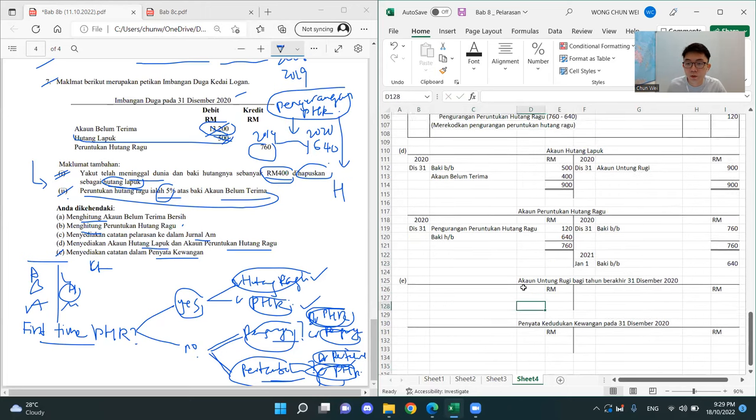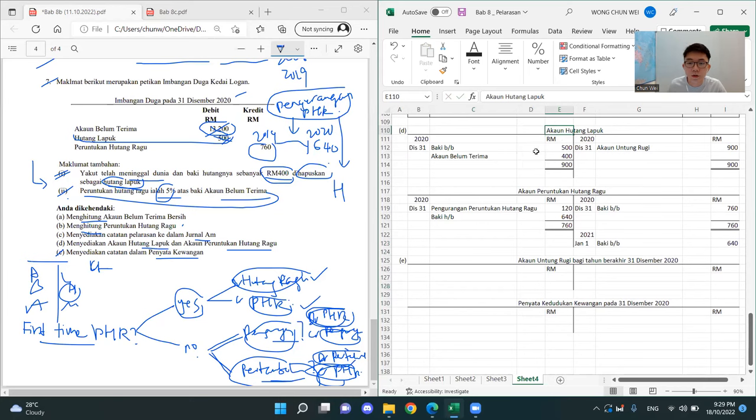Okay. So for account untung rugi, what are the things that we have to record here? Of course, Hutang Lapuk. Hutang Lapuk is a belanja. So here, Hutang Lapuk. How much? We don't take just 500. Remember the 500 and the new 400 that we just added. So the total is 900. So your Hutang Lapuk is 900 now. That's it. So this one is actually using the baki 500 and your new 400 of Hutang Lapuk. That's why you get a 900 here.